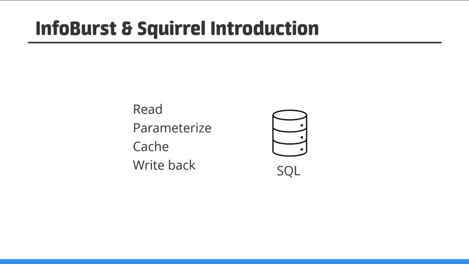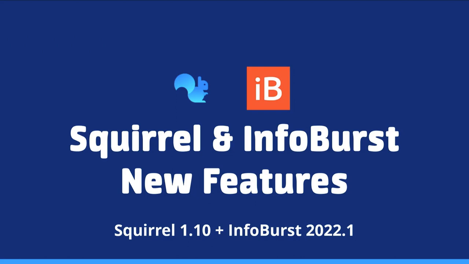It's an incredibly powerful capability to get data into Squirrel from an enterprise style sort of on-premise database. Or I say on-premise, but actually I've used InfoBurst to go against Snowflake and other cloud databases, so it doesn't have to be on-premise. The databases can actually be anywhere, provided they're accessible through an ODBC connection.